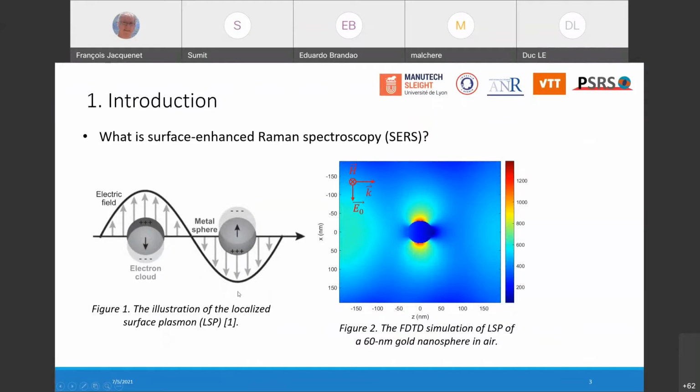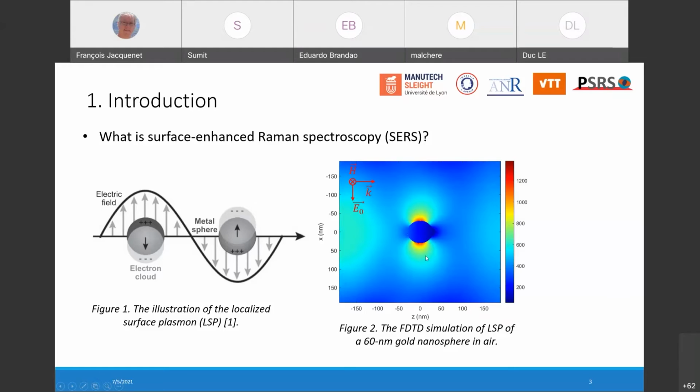SERS is based on the principle of the localized surface plasmon. If we have a nanoparticle smaller than the wavelength, we can consider the electric field is uniform around the nanoparticle. The electric field drives the electron cloud to move back and forth, and the oscillation of the electron cloud radiates a secondary wave coherent with the incident light. This phenomenon is called the localized surface plasmon.